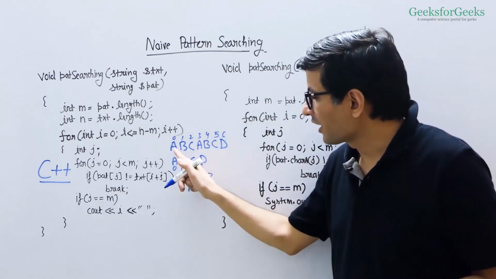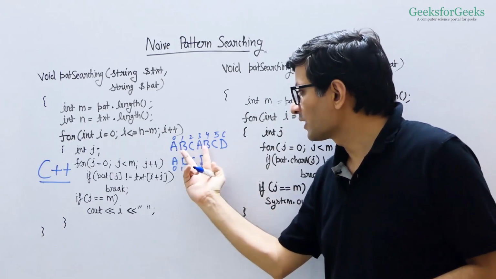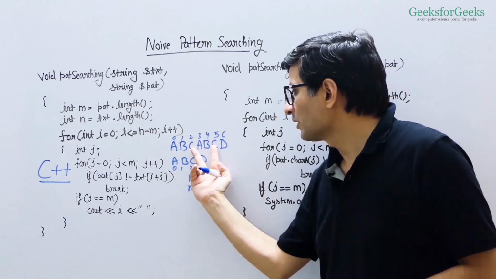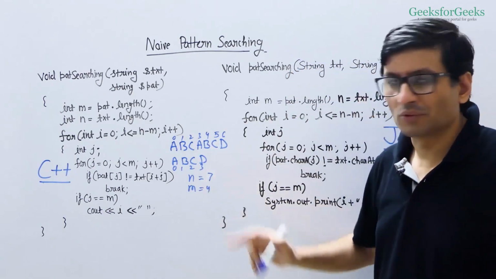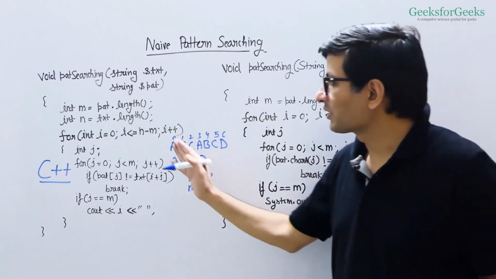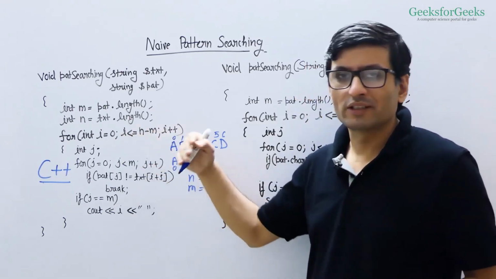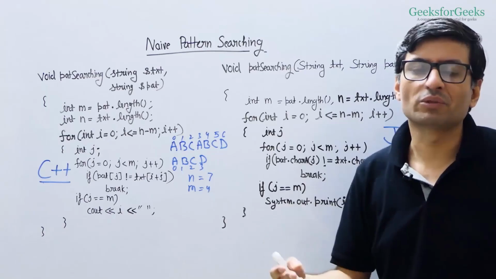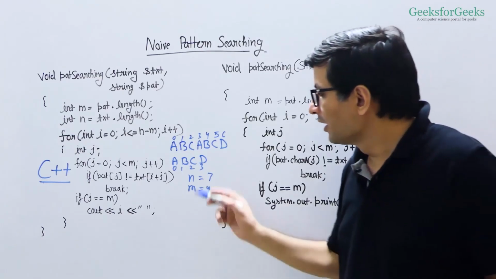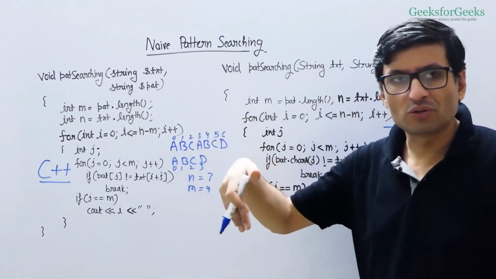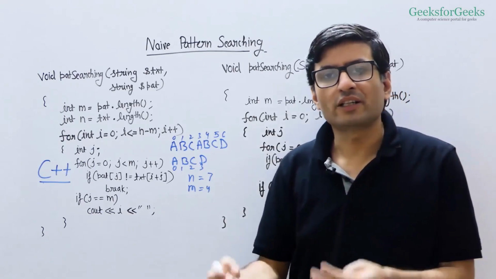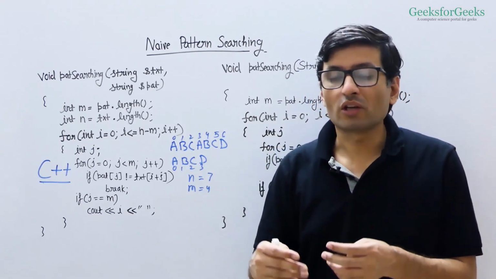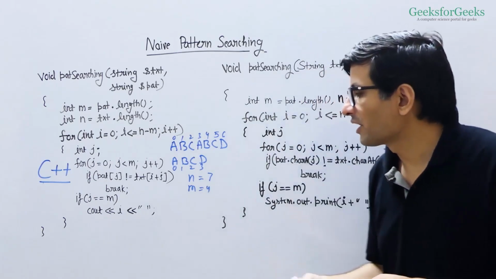Now, how long will we slide it? We will try it at index 0 with these 4 characters, then at 1, then at 2, then at 3. And what is the last index that we try? 7 minus 4. So 7 minus 4 is the last point till we run this loop, and i is the starting point of the current window in the text. So when we are at the window starting with index i, we compare characters of the pattern and text one by one. And if all characters match, we print that particular index.